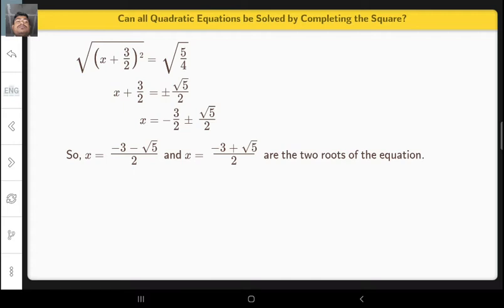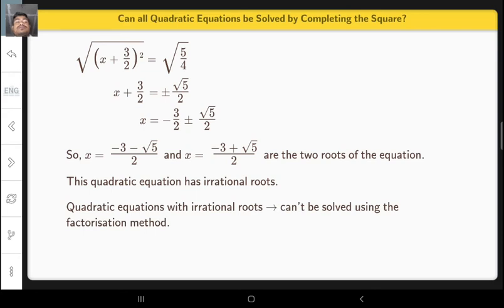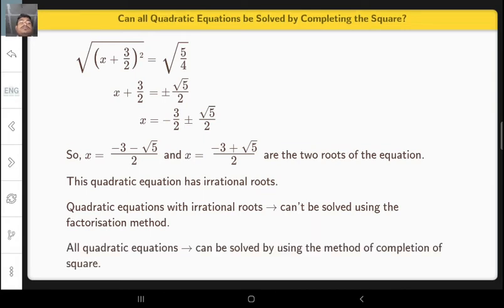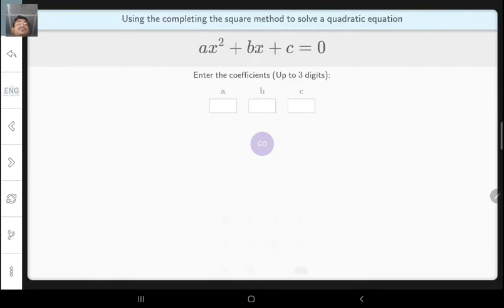So, now we can see that this quadratic equation has irrational roots. Quadratic equations with irrational roots can't be solved using the factorization method. But all quadratic equations can be solved by using the method of completion of square. Enter a quadratic equation and see how the completing the square method can be used to solve it.